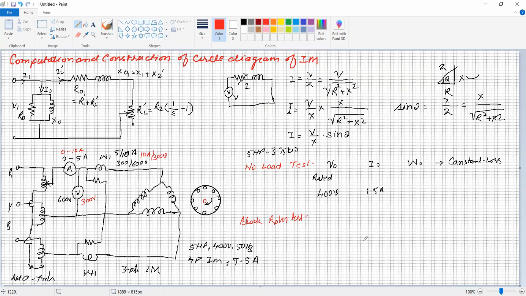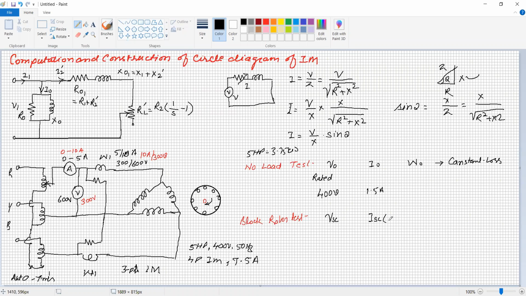Under a block rotor test, the voltage is the reduced voltage. We represent that as VSC, the short circuit voltage or block rotor voltage. The current is the short circuit current ISC, which is the rated current. We will increase the applied voltage till it circulates the full load current.